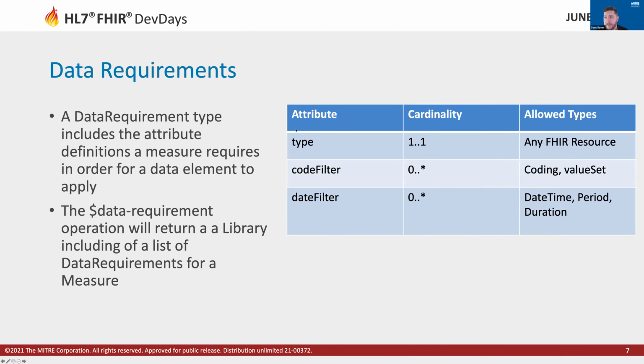And there's an operation that exists on a measure resource that you can execute, which is naturally called data requirements, which will return the data requirements in a bundle for you so that you can determine what the data is that the measure is actually looking for and that you need to report in order to qualify for the measure.